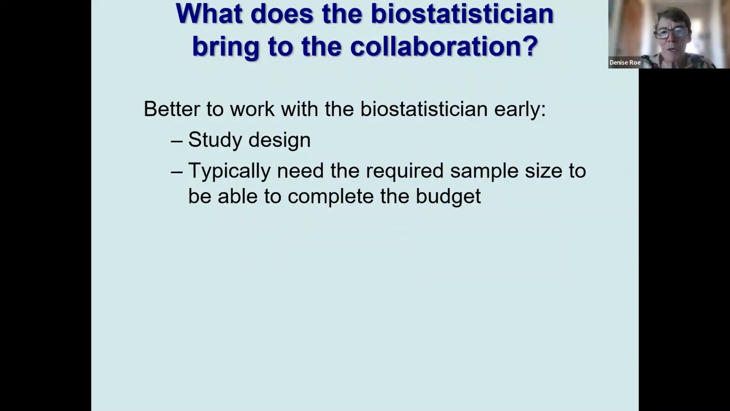It's always better to work with me early, and Nicole and Pavel know this well, with respect to the study design, and usually you need the required sample size to be able to complete the budget. Maria and I are working with a NACP project now where the design has evolved as the study is ongoing, but we have a fixed budget. So we're having to redesign the study to meet the constraints of the fixed budget.